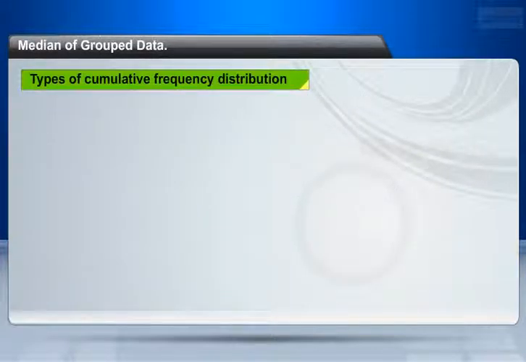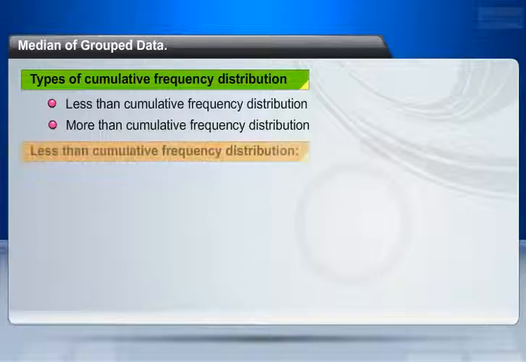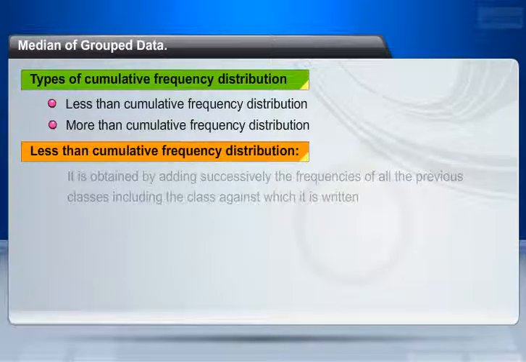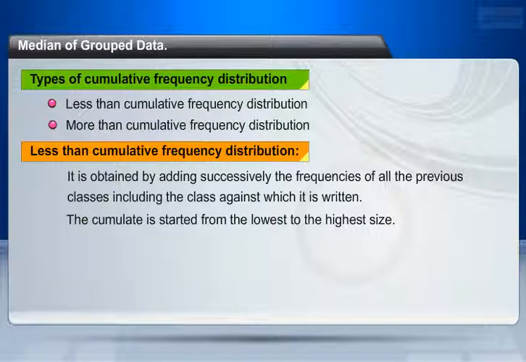Let us see types of cumulative frequency distribution: less than cumulative frequency distribution, and more than cumulative frequency distribution. Less than cumulative frequency distribution is obtained by adding successively the frequencies of all the previous classes, including the class against which it is written. The cumulative is started from the lowest to the highest size.